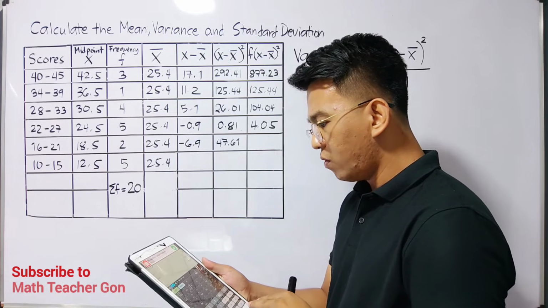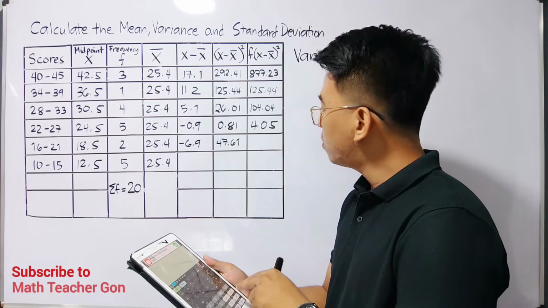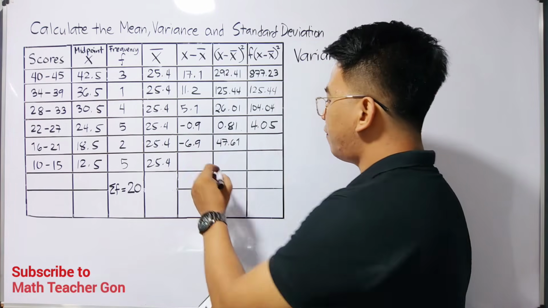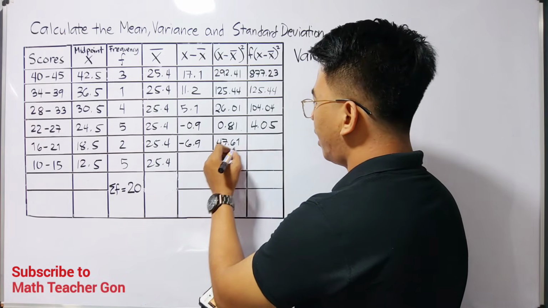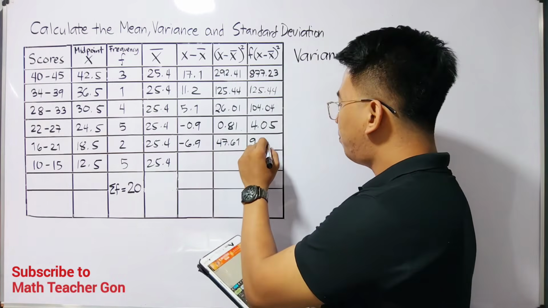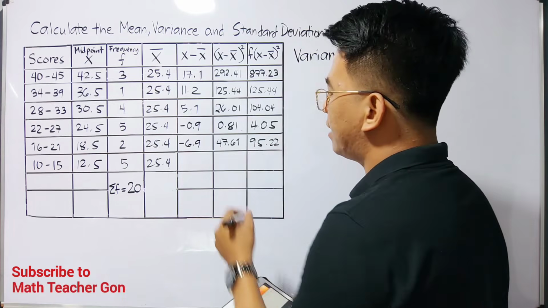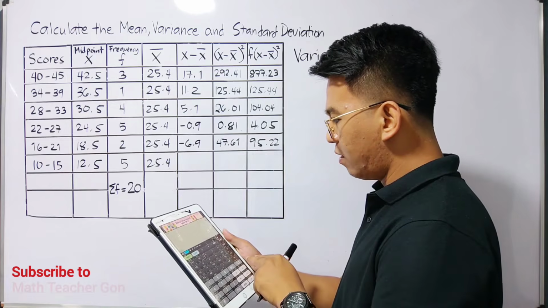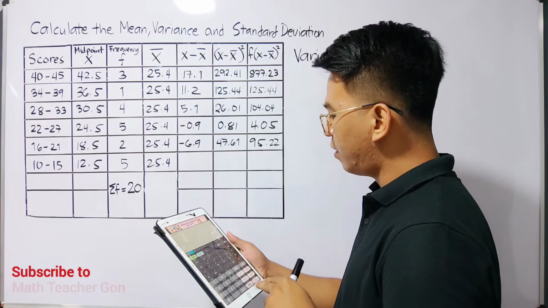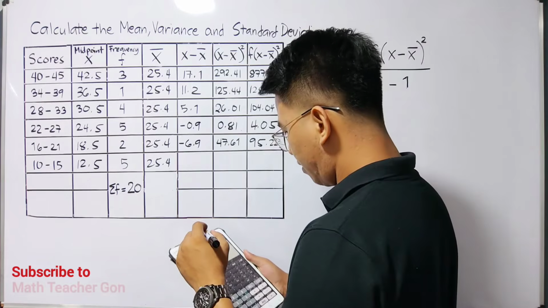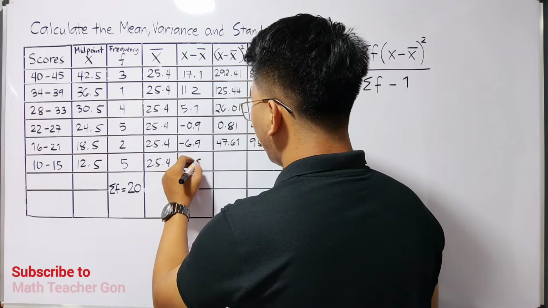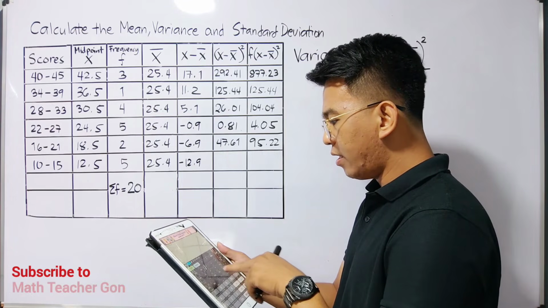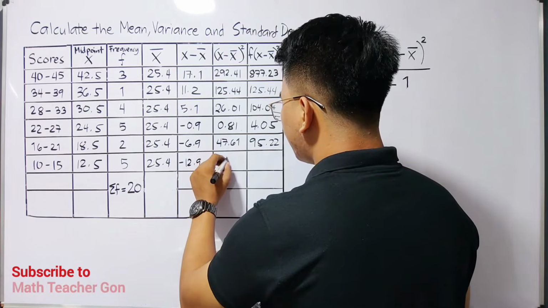So times 2. So 47.61 times 2, that is 95.22. Next, last na lang natin itong gagawin, guys. 12.5 minus 25.4, that is negative 12.9. And then, yung answer natin is square natin. So this is 166.41.